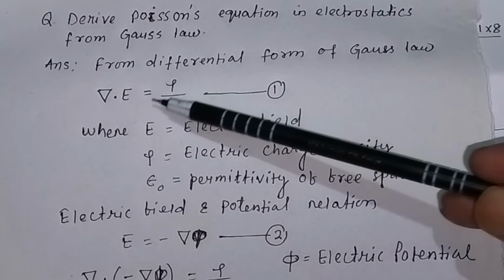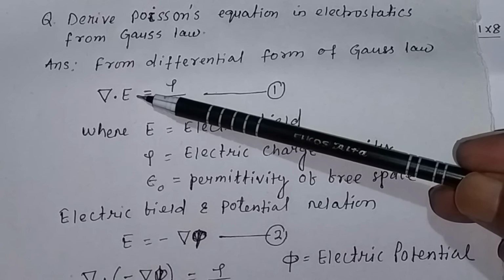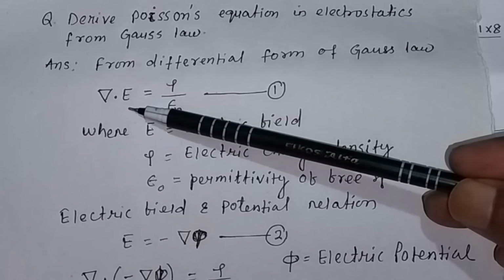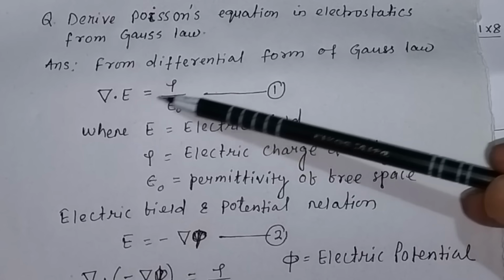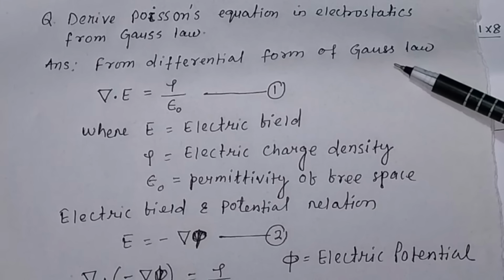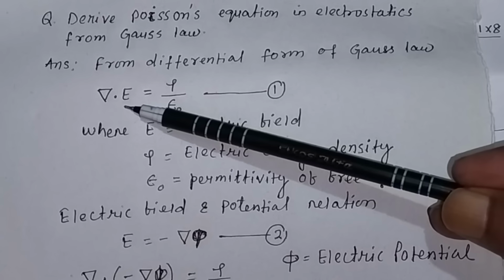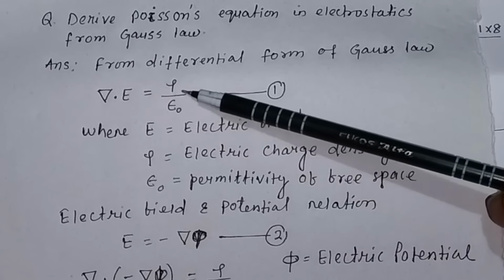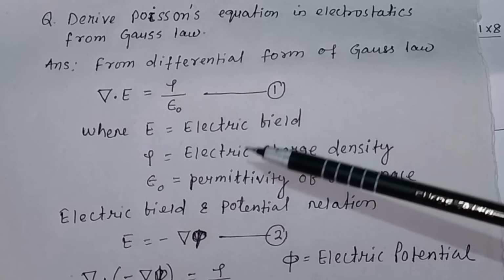And we know when a del operator operates on a vector or vector field, that is called divergence. So this is del dot E, meaning divergence of E, and this is the differential form of Gauss law. So from the differential form of Gauss law, we know divergence of E equals 1 by epsilon 0 rho. Suppose this is equation 1.